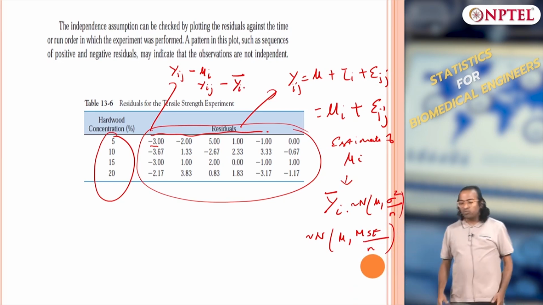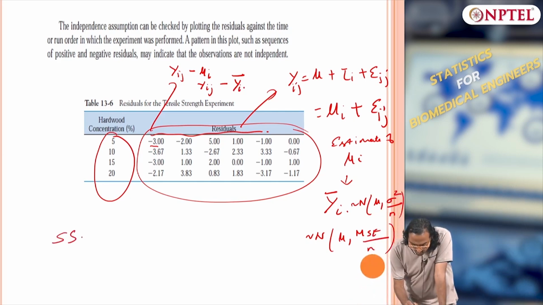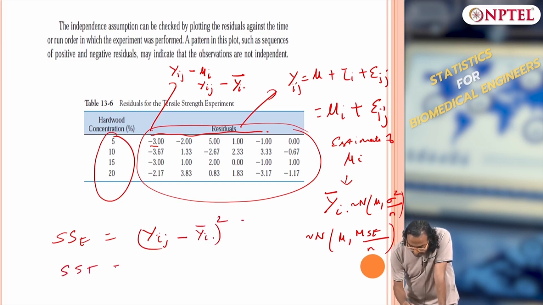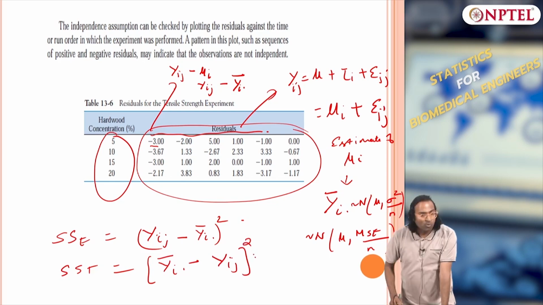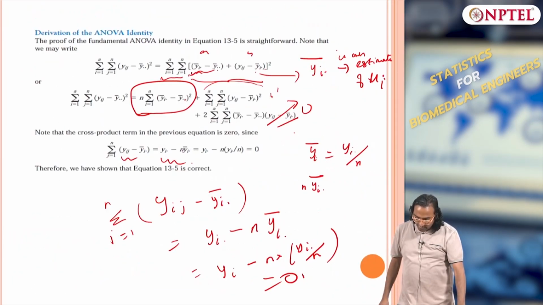So the difference is what? Remember, what is noise? Sum square noise is what? Sum square error is what? Yij minus Yi dot bar, the whole squared. What is sum square treatment? Sum square treatment is Yi dot bar minus Y bar dot dot, the whole squared. If you look at it, this is the first thing we derived.